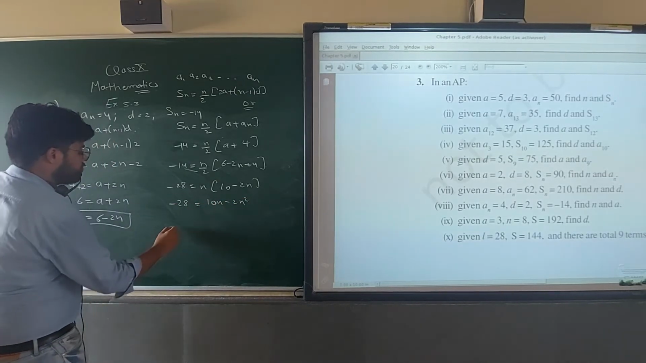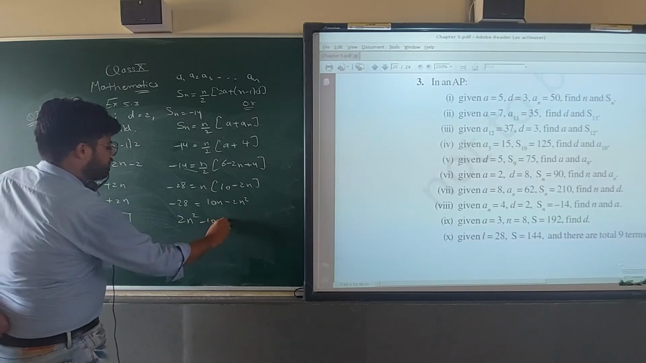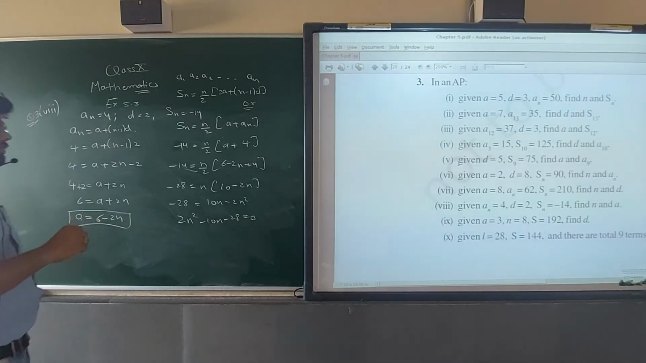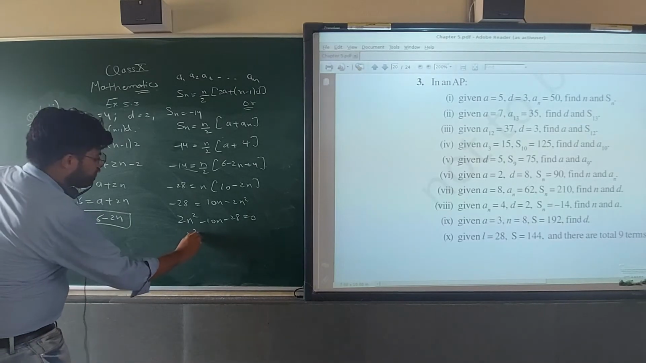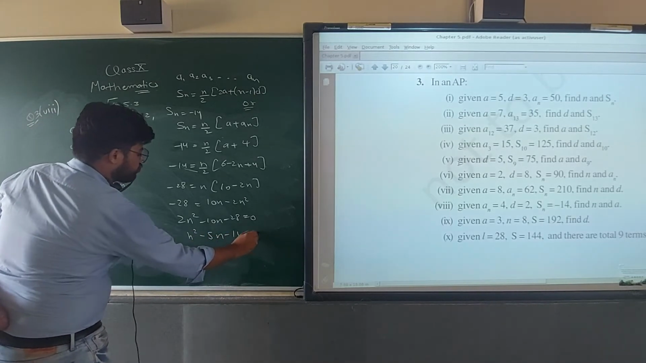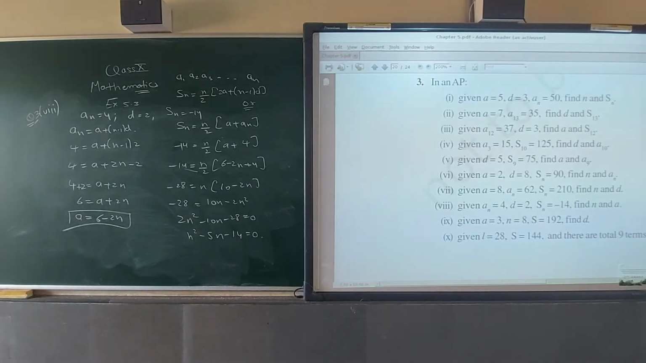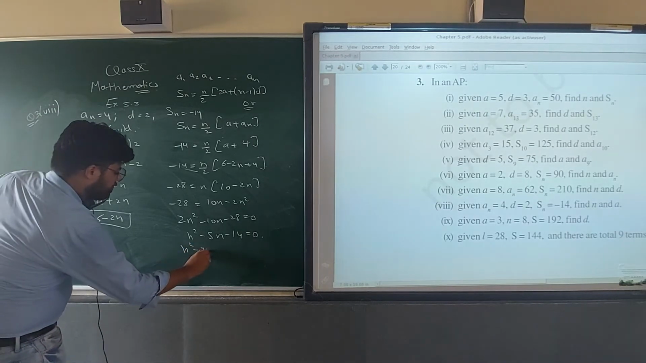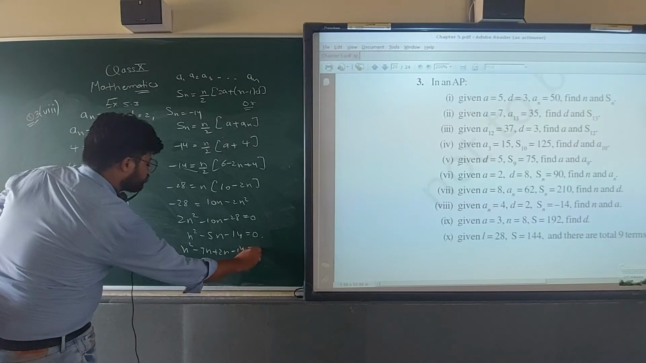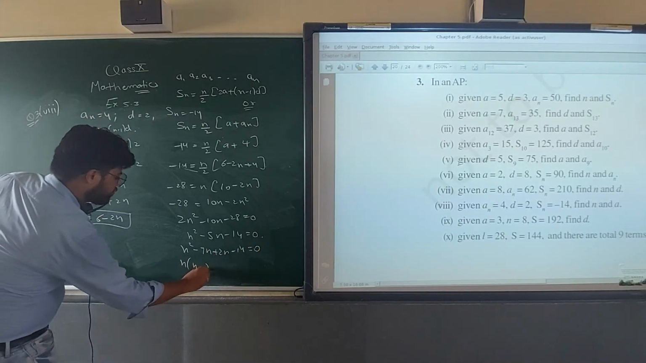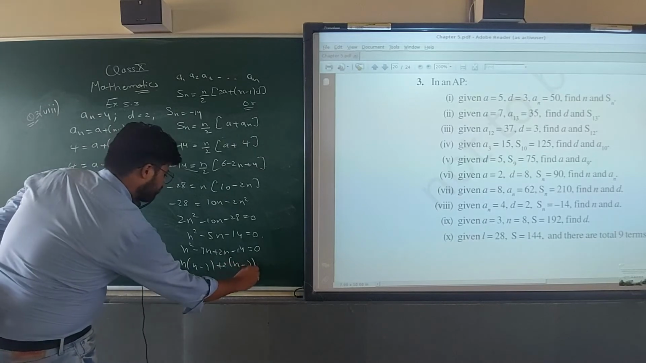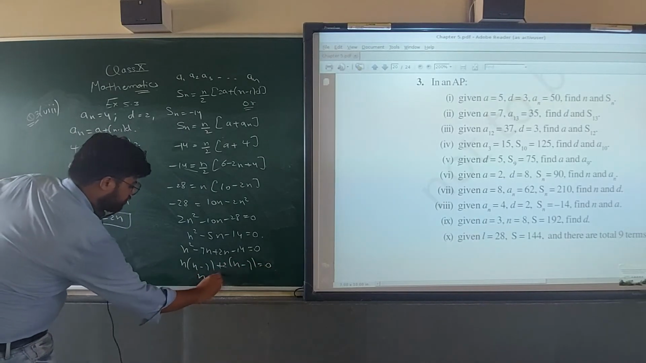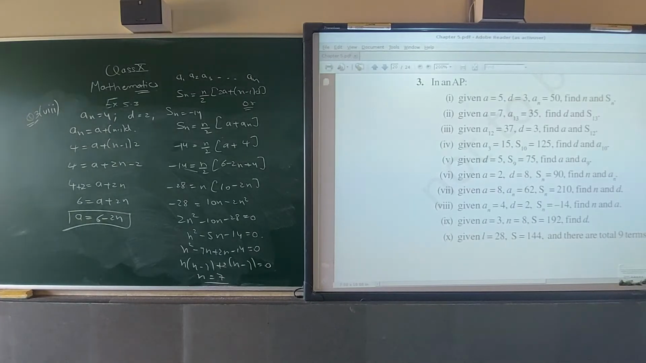It will be shifted here. 2n square minus 10n minus 28 equals 0. We divide the whole equation by the table of 2. It will be n square minus 5n minus 14 equals 0. Now 14 will be the factor so that the answer comes should be 5, 7 and 2. n square minus 7n plus 2n minus 14 equals 0. Then n (n minus 7) plus 2 (n minus 7) equals 0. Now the value of n is 7 and minus 2. So 7 will be the value of n. So the total number of terms are 7.